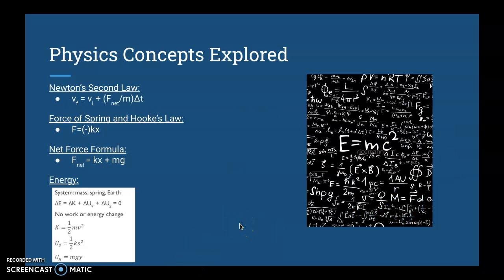Some of the physics concepts that were explored were Newton's second law, the force of the spring and Hooke's law, and the net force formula, which can all be seen in the top left. At the bottom, we are introduced to a new concept known as energy, in which the system can be seen to be the mass, the spring, and the earth. The total energy in this case would equal 0, and therefore mean that no work would occur. This can be seen due to no external forces acting on the system. The values for kinetic energy, the spring energy, and gravitational energy are also displayed.